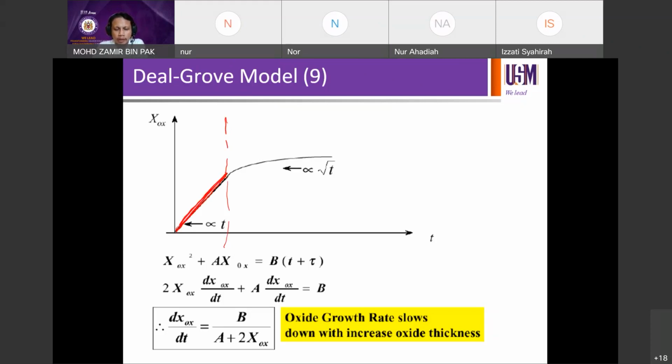Okay, and when it enters the parabolic mode, X ox will be proportional to the square root of T. The oxide growth rate slows down with increased oxide thickness. So we talked about the reaction limiter just now, where in the second phase, the reaction will be limited by the silicon dioxide thickness available, and therefore that will affect the diffusivity of the oxidants through the oxide. And this doesn't exist in the linear mode.